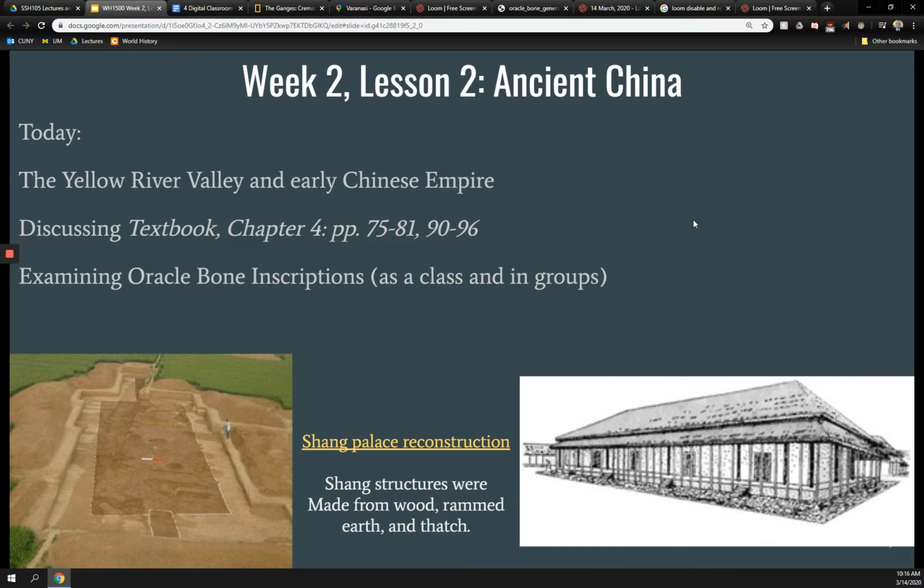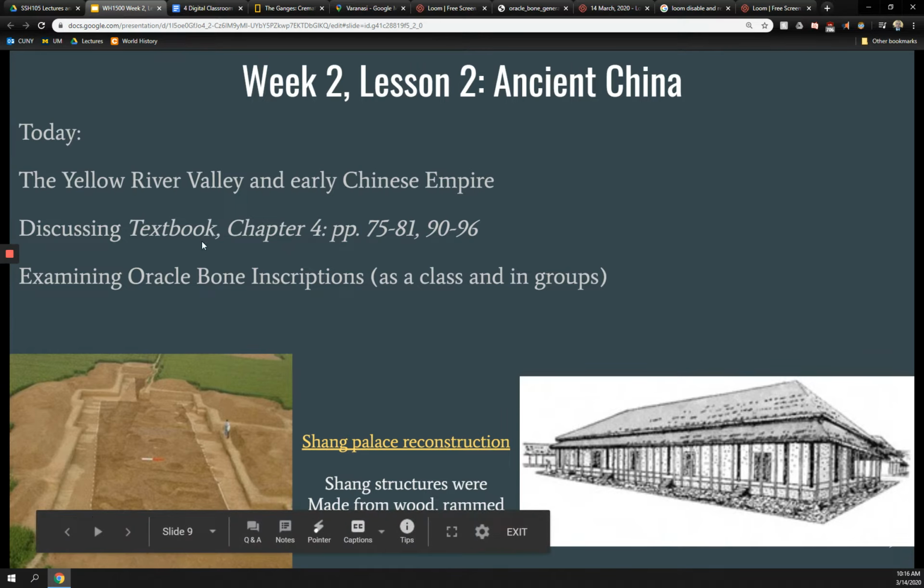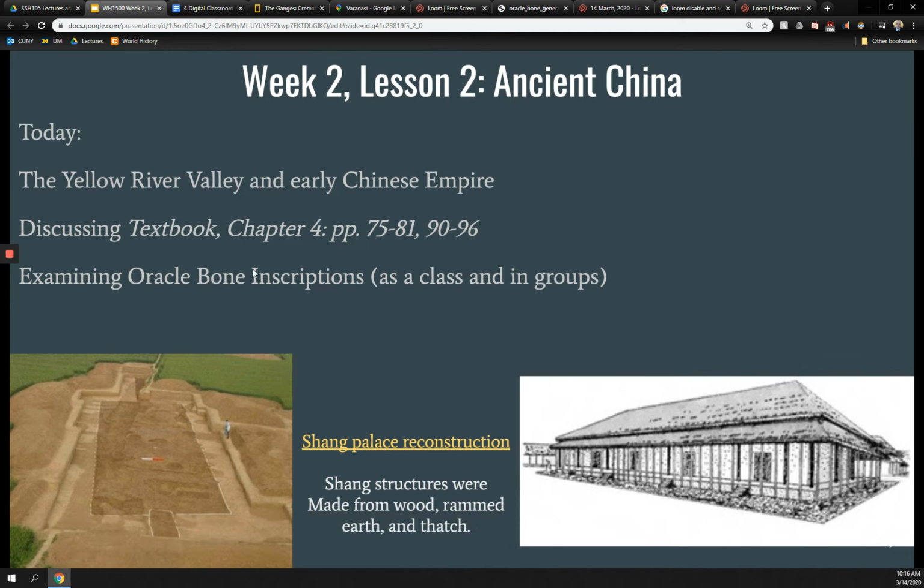On the right here, we have a reconstruction of what a Shang Dynasty palace might have looked like. You can see it has a thatched roof, earth and maybe some plaster walls, and maybe some wood substructure there, and a lot of rammed earth. This is really tightly packed earth. And you see here a rough reconstruction of the site of one of these palace locations. Fairly large buildings, but not as large as many palaces of later dynasties.